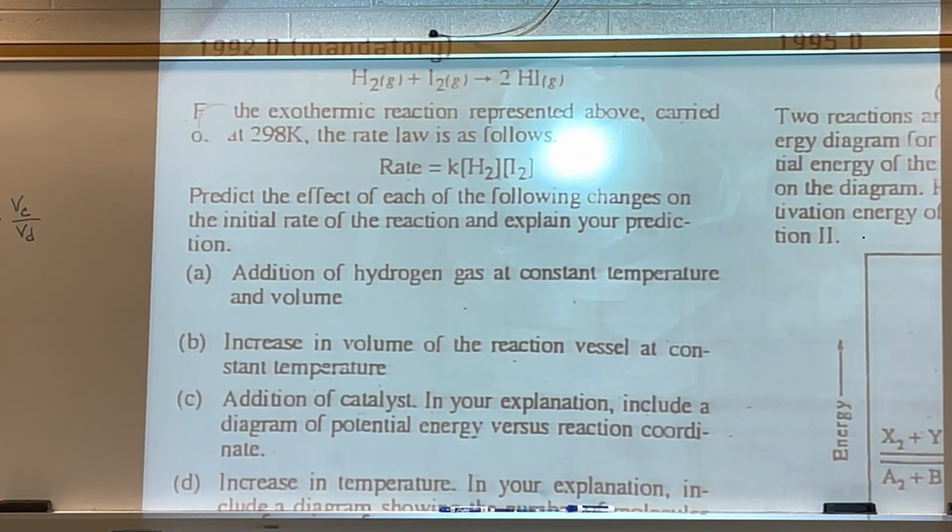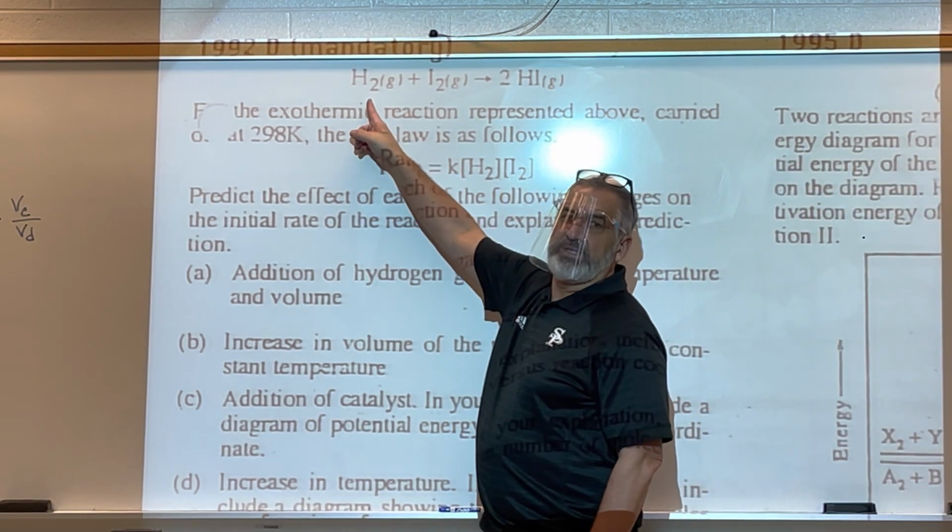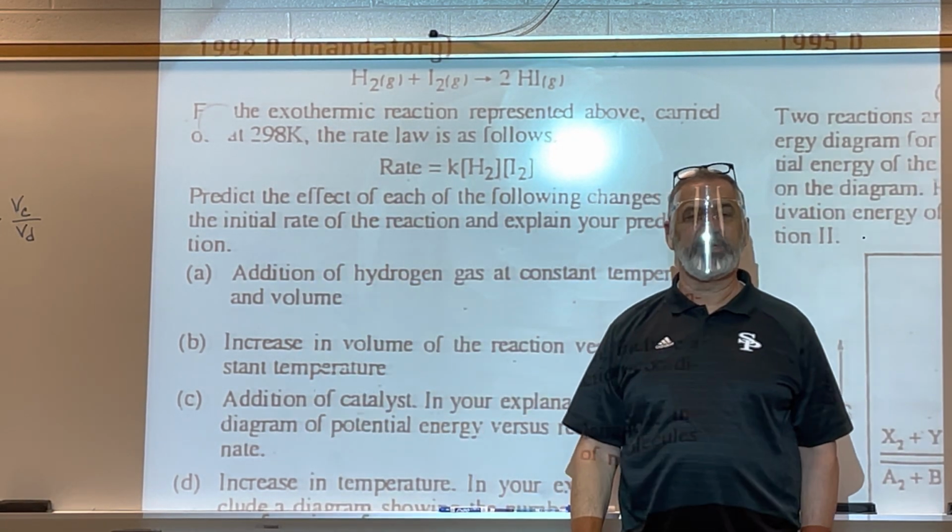All right, H2 plus I2 makes 2HI. For the exothermic reaction carried out at 298, the rate law is as follows. Predict the effect of each of the following changes on the initial rate of the reaction. Explain your prediction. So if I add hydrogen gas, an increase in the concentration does what to the rate?